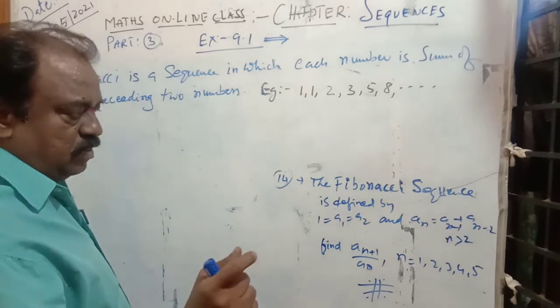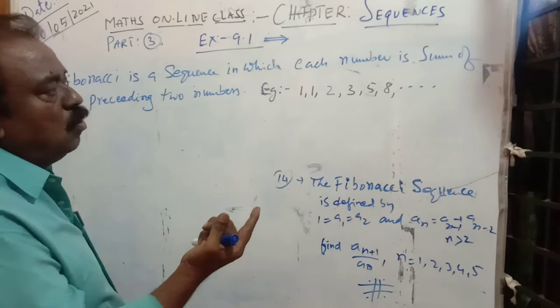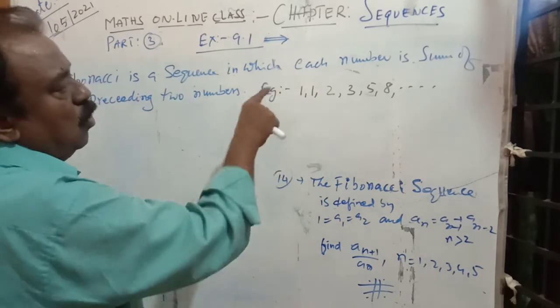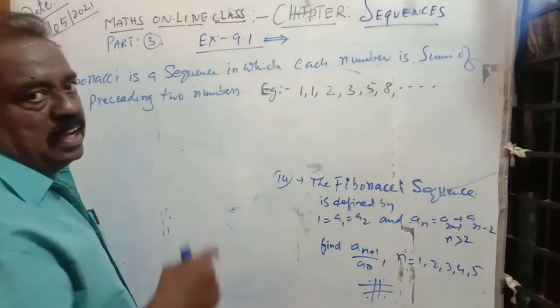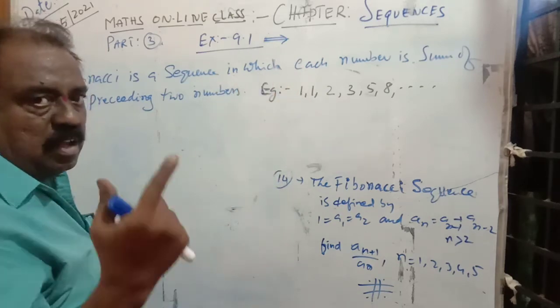Only one term is there. By definition, it is the sum of the preceding 2 terms. So, we assume it is a 0. And so again we will get a 1. 1 plus 0 is 1. So the second term is also 1.